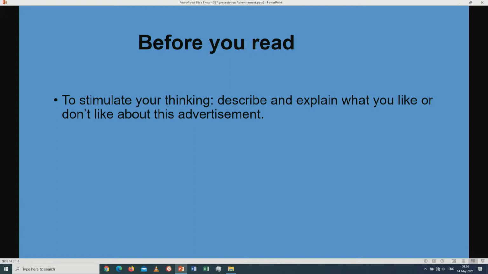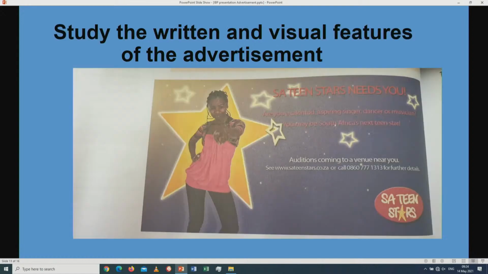It may be the slogan. If you go back to the picture, it may be the slogan. It may be the language that is used that you like or you don't like. It might be the visual image that you see over here, or the appeal to emotions or senses.